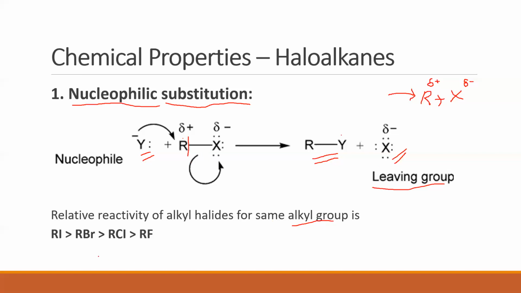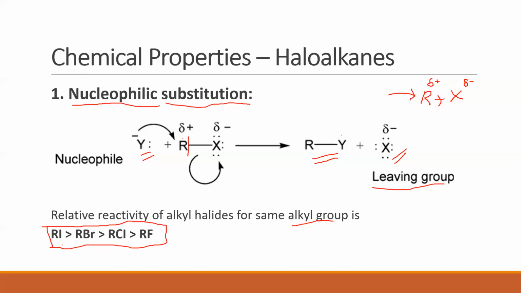When we look at the relative reactivity of alkyl halides for the same alkyl group, who reacts faster? RI will be more reactive than RBr, which will in turn be more reactive than RCl, which will in turn be more reactive than RF. So you need to remember this. If I have to compare the reactivity of alkyl halides having the same R group but different halogens, who will react faster with Y? It follows this order: RI is more reactive than RBr, which is in turn more reactive than RCl, which is in turn more reactive than RF.